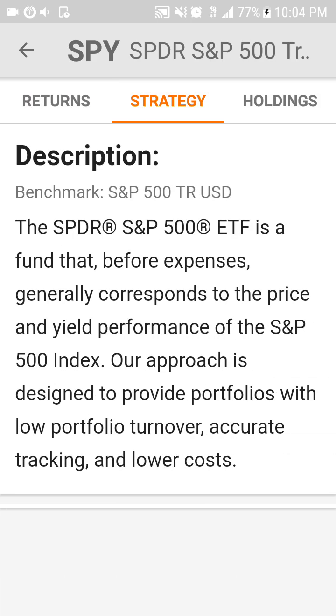Next is strategy, and typically this provides a description of the ETF itself, or the fund. In this case, it's tracking the S&P 500 index. Sometimes it may cover a specific theme or topic or region or specific market cap. So if you look at the strategy, you can see the overall purpose of this fund.